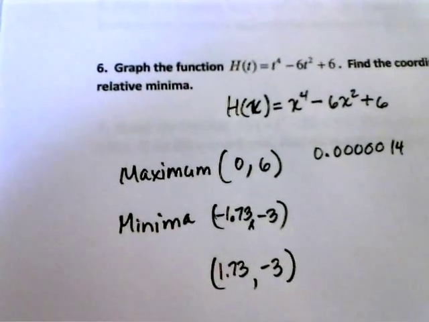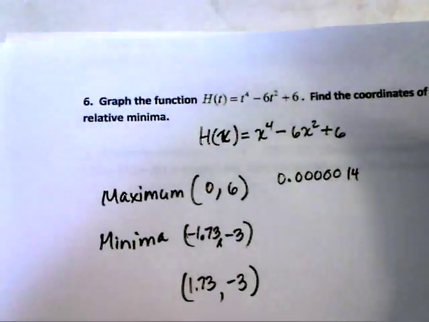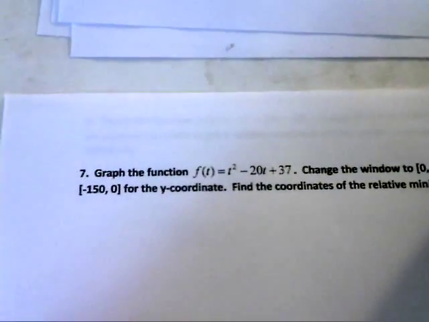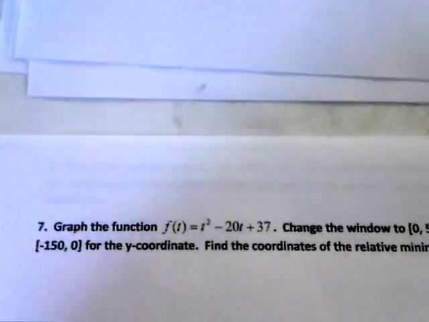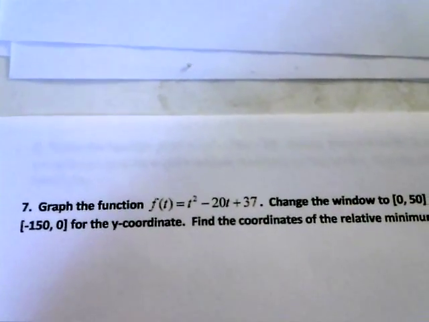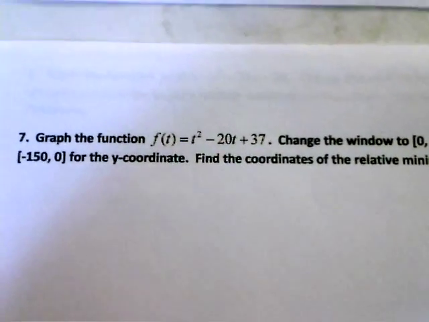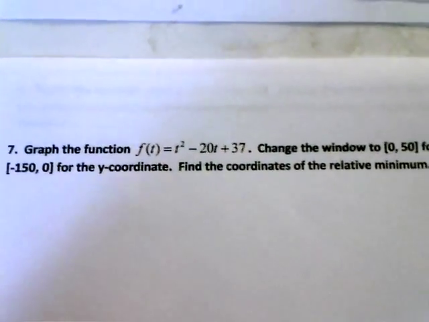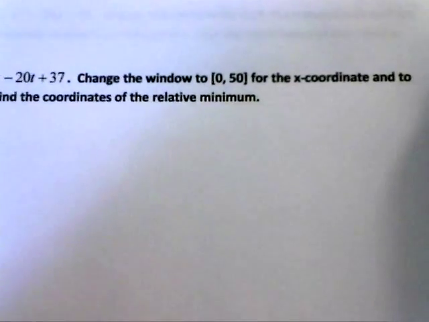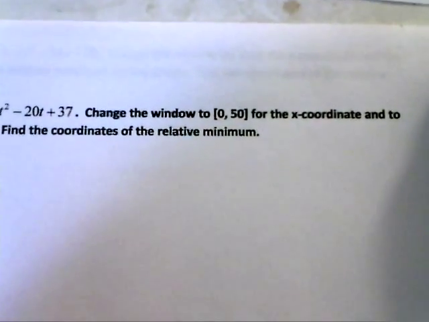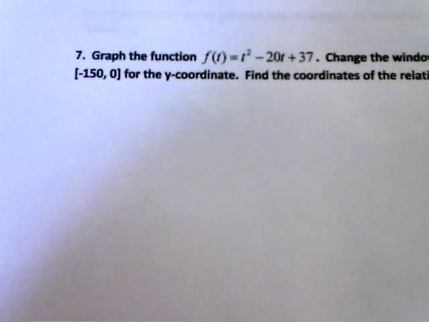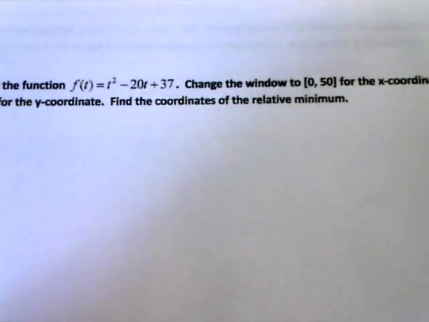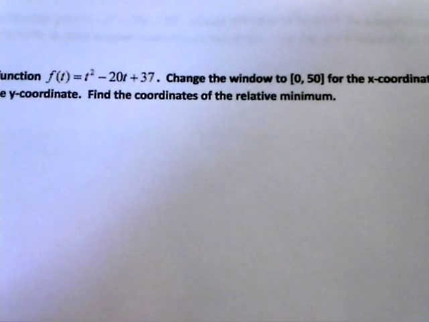Okay, so that's number 6. Number 7, we're going to graph the function f of t is equal to t squared minus 20t plus 37. We have some restrictions here. We need to change the window to 0 to 50 for the x coordinate and to negative 150 to 0 for the y coordinate. And then you're going to find the coordinates of the relative minimum.